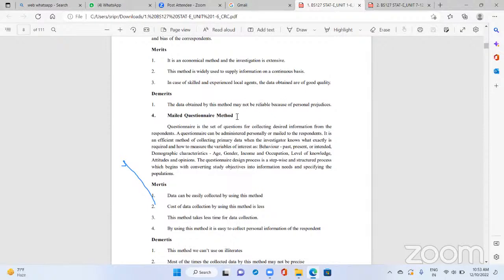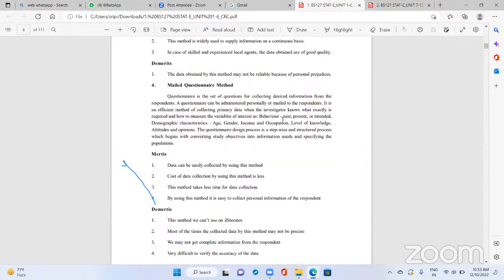Now, the fourth one is the mailed questionnaire method. A questionnaire is a set of questions for collecting the desired information from the respondents. A questionnaire can be administered personally or mailed to the respondents. You can post the mail and collect information about the survey from the respondents.